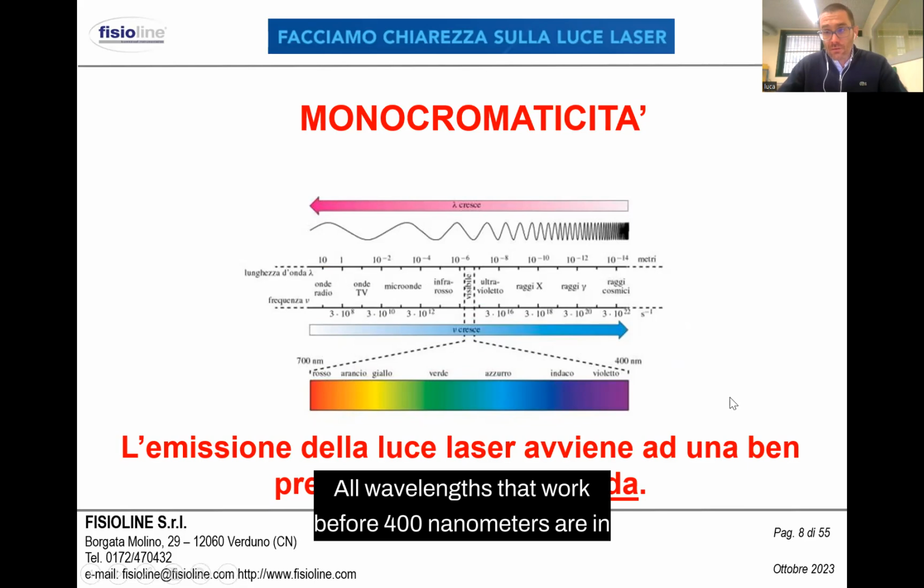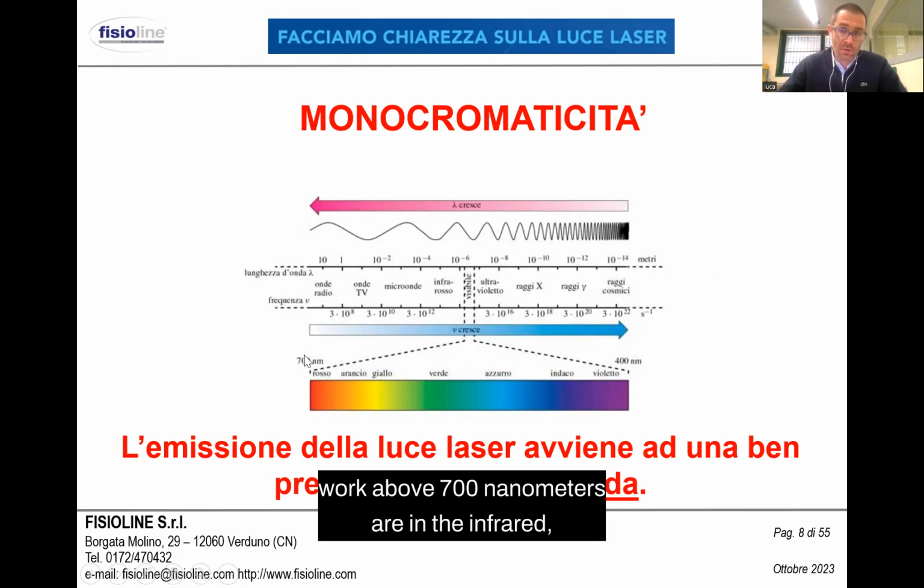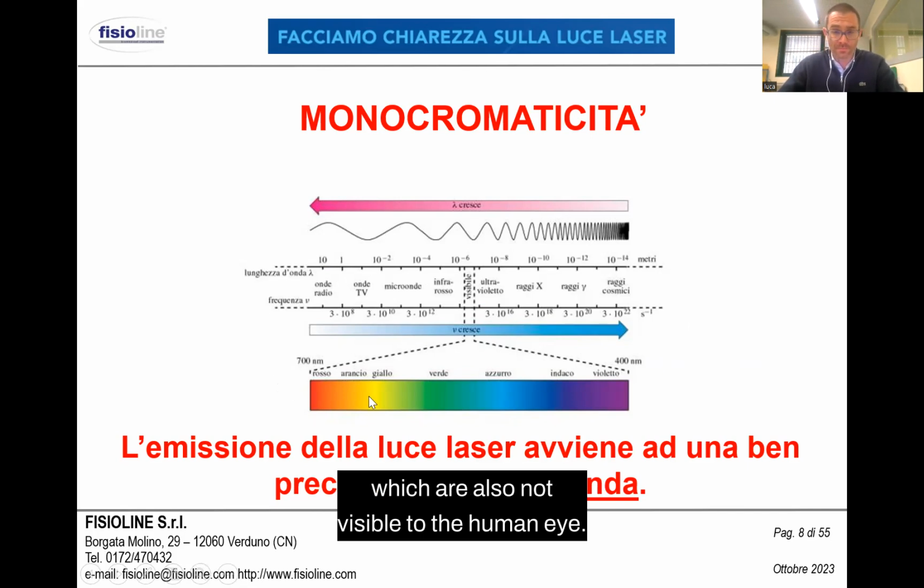All wavelengths below 400 nanometers are in the ultraviolet, so they are not visible, and those above 700 nanometers are in the infrared, which are also not visible to the human eye.